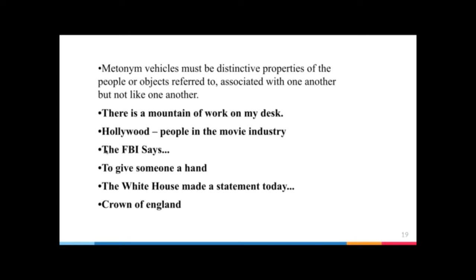Also the FBI says the FBI, I don't know, arrested someone. The FBI cannot say anything, right? So there's the people in the FBI, the people who work there that do this stuff. But it's very common to see this metonymy.